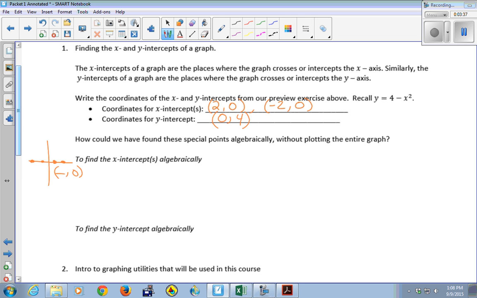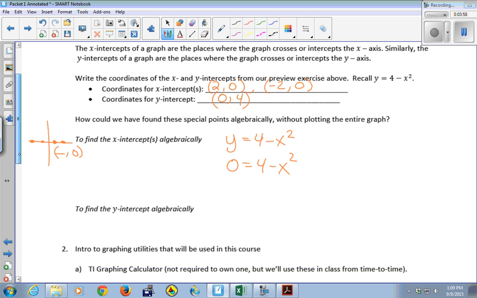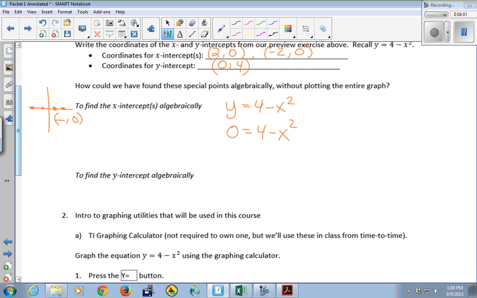So if you're looking for x-intercepts, you make the y 0 in your equation. So I have y equals 4 minus x squared. I'm looking for the x-intercepts, that's a place on the x-axis, so I make the y 0. So I do 0 equals 4 minus x squared, and I solve for x. Okay, so I'll just add x squared to both sides, square root of both sides, and I get x equals positive or negative 2, right? The two numbers that you can square to get 4. So that's how you can find x-intercepts algebraically.